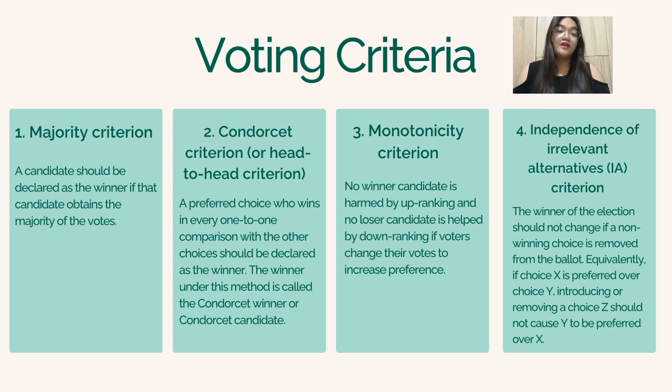This is no winner candidate is harmed by up-ranking and no loser candidate is helped by down-ranking if voters change their votes to increase preference. So, monotonicity criterion is having the property either of never increasing or of never decreasing as the values of independent variable change. So next, number 4, we have independence of irrelevant alternatives or IIA criterion.